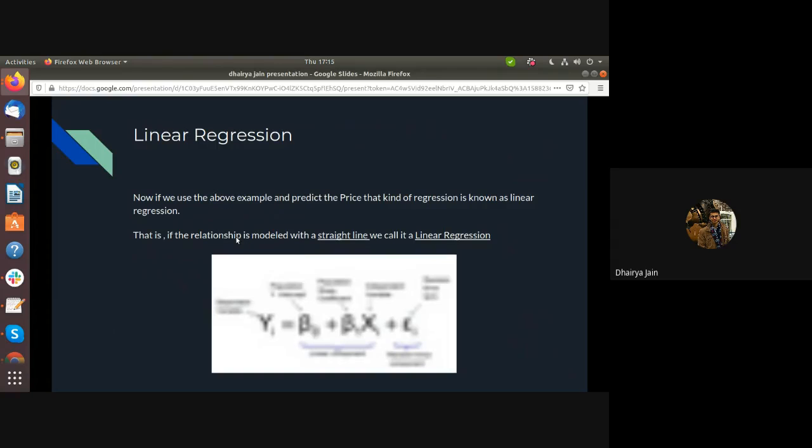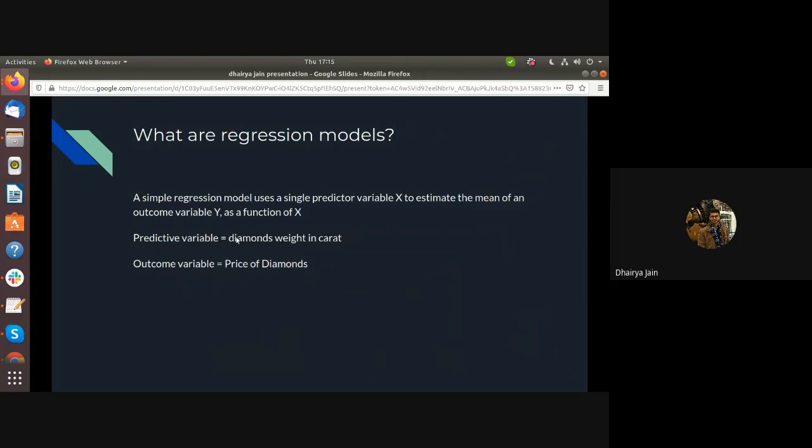If you can see, I have taken the example of price versus carat range, that is the weight of a diamond versus the price of the diamond, which we are predicting. So these can come in the regression models.